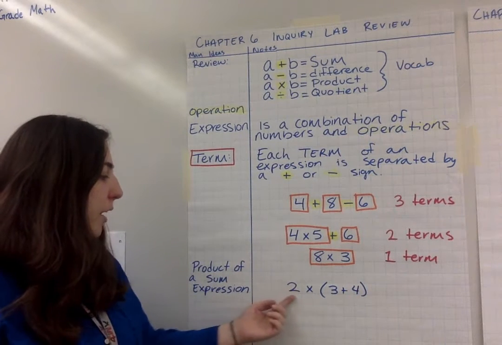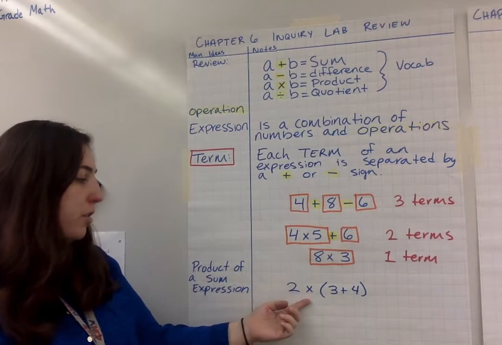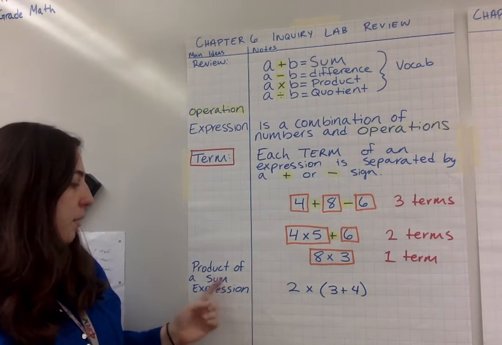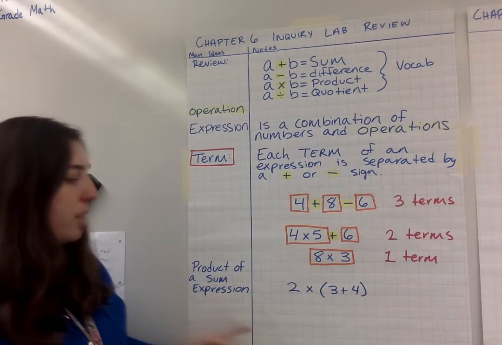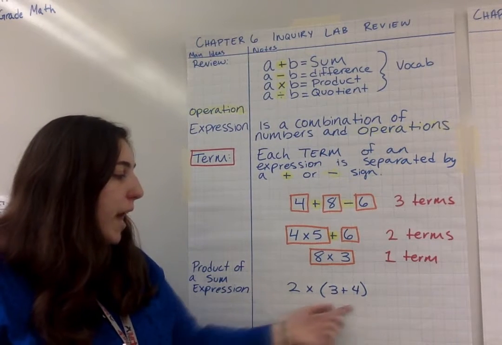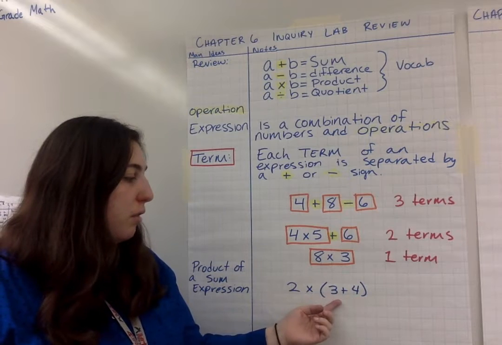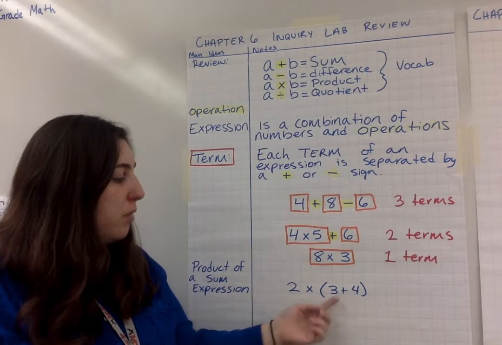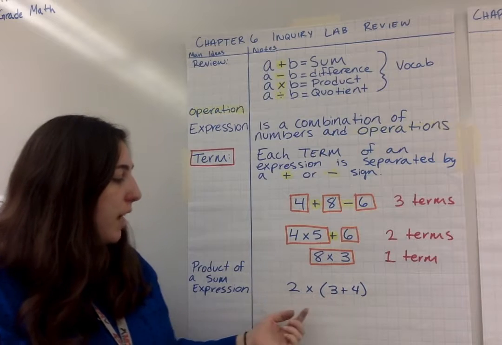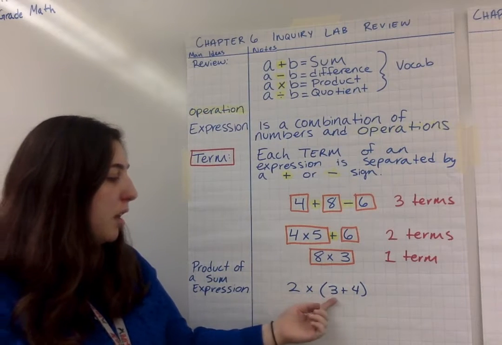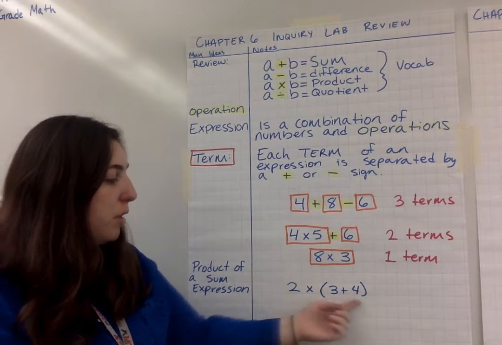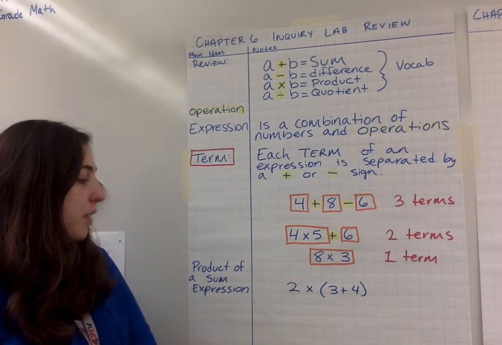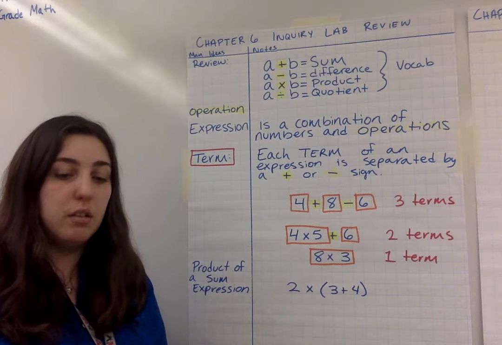So this is a product. 2 times, we have our multiplication sign telling us that our answer is going to be a product, but it's a product of a sum expression. So over here, we have 3 plus 4 would give us a sum, but it's also an expression. We have our operation and numbers. So 2 times the sum expression, 3 plus 4. That's how a product of a sum expression looks.